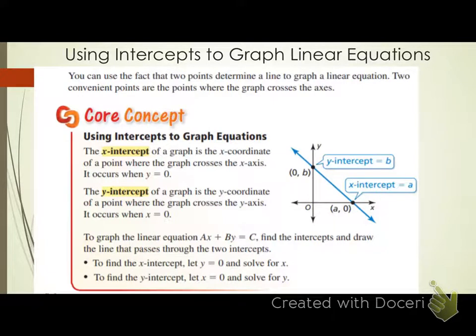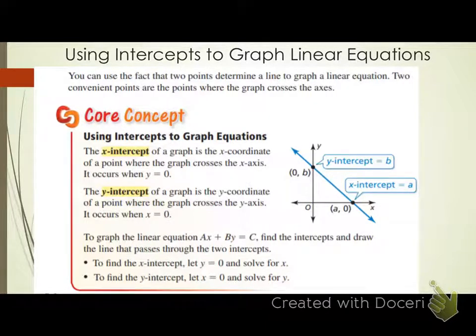So let's move on to our next concept, using intercepts to graph linear equations. You can use the fact that 2 points determine a line to graph a linear equation. I don't know if you've ever heard this or not, but all you need to graph a line is 2 points. So 2 convenient points are the points where the graph crosses the axes. If it crosses my y-axis, it's called a y-intercept. If it crosses my x-axis, it's called an x-intercept. So that's what this is talking about right here.